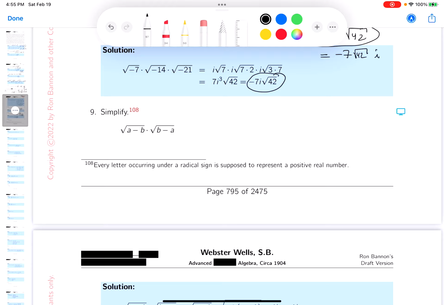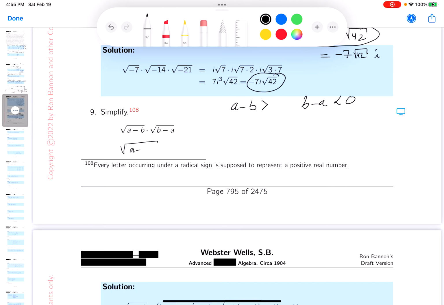Okay, this one's a bit tricky. I want to point out, if a minus b is greater than 0, that would mean that b minus a is less than 0. So what I want to do is, assumptions are important, but the bottom line is Wells doesn't really spend much time in that.